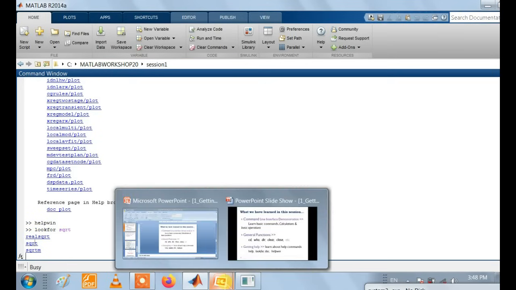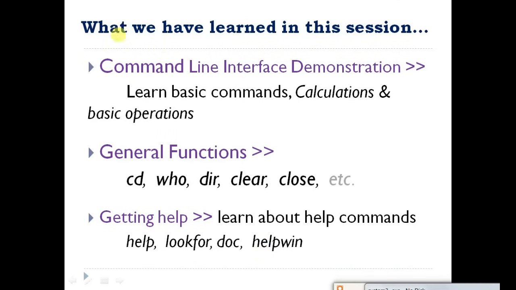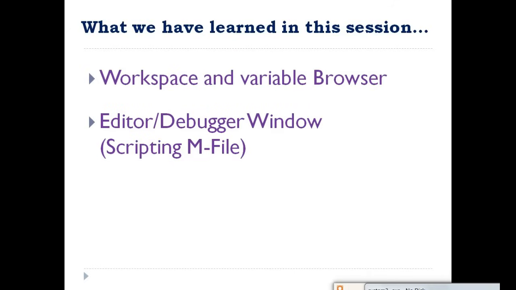So let's go to the slide or presentation. Till now we learned about the command line interface, which is for single line commands. Executions are done in the command line interface. Then some basic functions we saw, that is the cd command, clear command, close command. And in the help window, help is very essential. So help doc, help win, like commands we saw. We have also learned about workspace and variable browsers, and the editor and debugger window. Debugger is nothing but an error finding tool or window. If errors are available, they will be displayed on the command window itself.